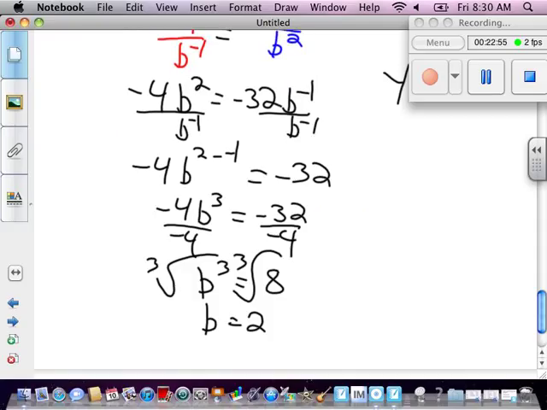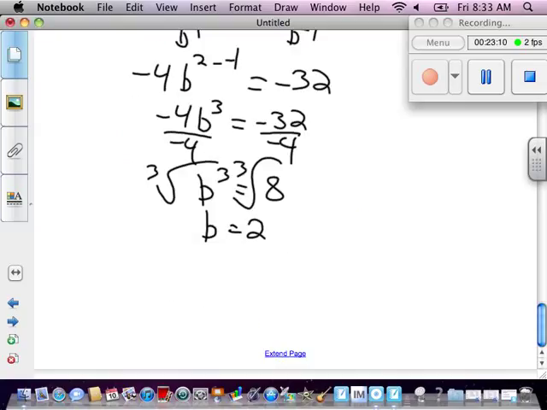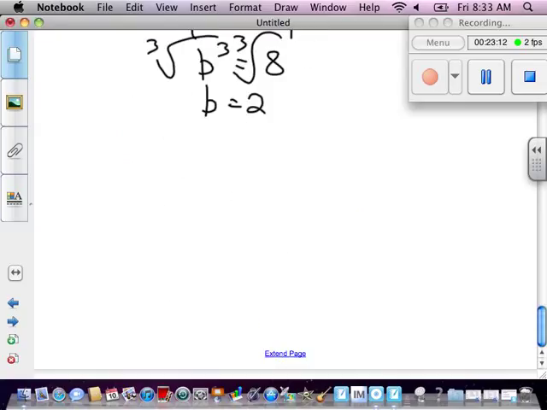I would like you guys to try number 5 on your own, and then we'll try to get to the story problem and the graph problem. I want to make sure we have time to go over the story problems. So let's go over number 5.